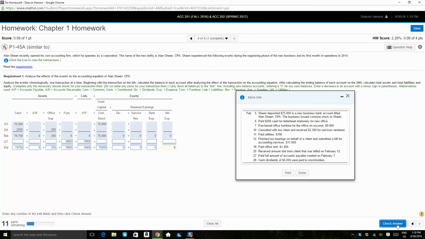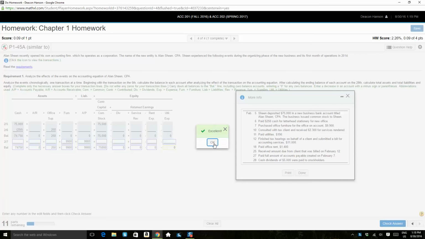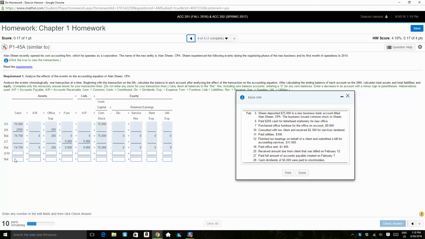Now, February 10th, we consulted with a tax client and received $2,300 for services rendered. Whenever we've rendered services, we've earned revenue. So this is abbreviated, but now we have more service revenue. So $2,300 is an increase to service revenue, and it says we received. So over here where I'm highlighting in blue, we received $2,300. That means that we have $2,300 more in cash.